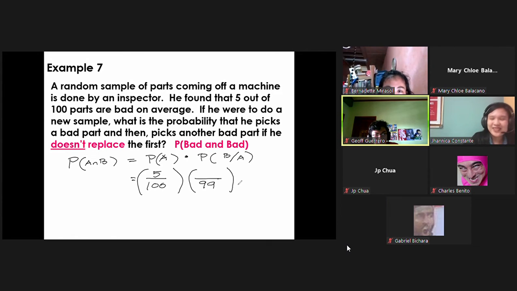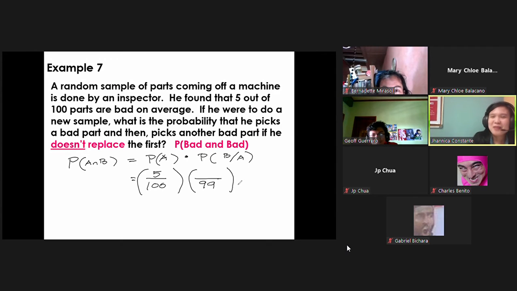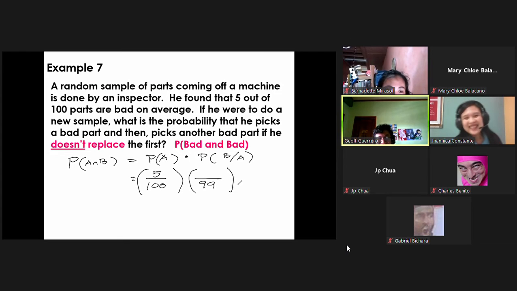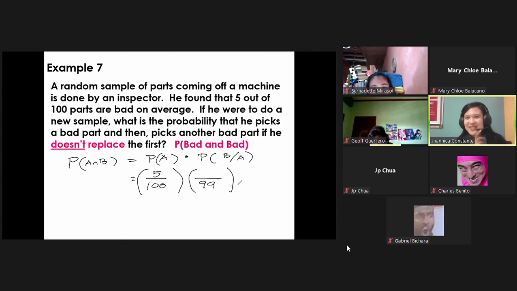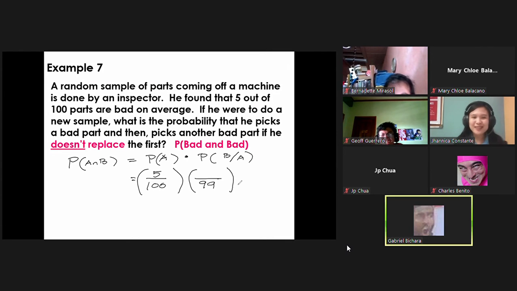3? Why 3? Because it says if he were to do a new sample, what is the probability that he picks a bad part and then picks another bad part? So 5 minus 2 is 3. Tama naman, 5 minus 2 is 3, which is correct. 5 minus 2 is 3.